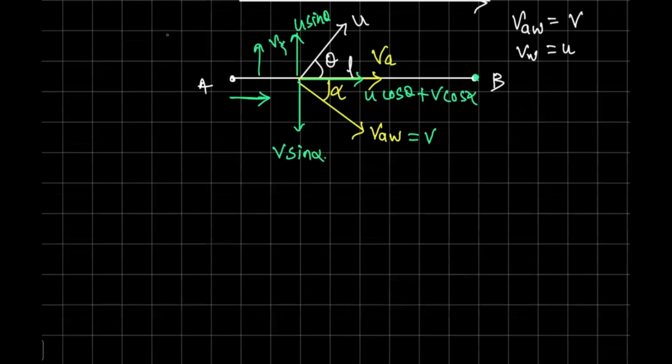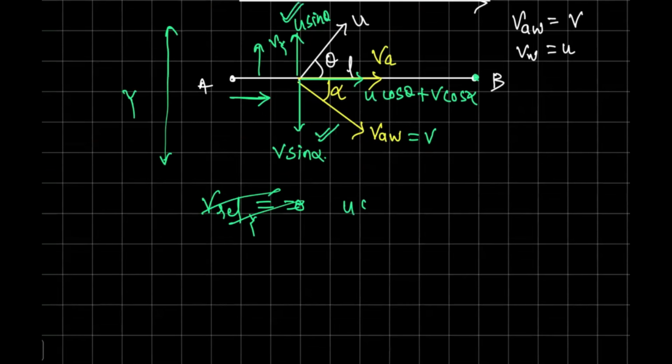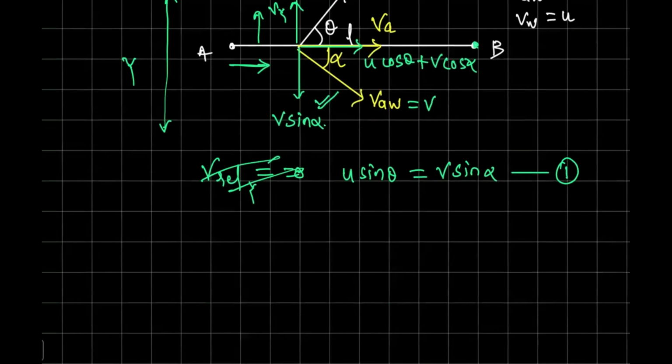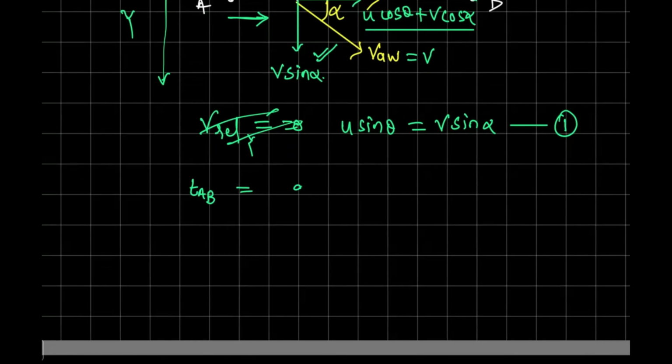Now, I don't want to move my airplane in y direction. That's why my v net in the y direction must be 0. So I can say u sin theta is equals to v sin alpha. Now we will find out the time from A to B. So we know the velocity is this one only along the AB. So the time A to B will be d by, what is my velocity? It is u cos theta plus v cos alpha.